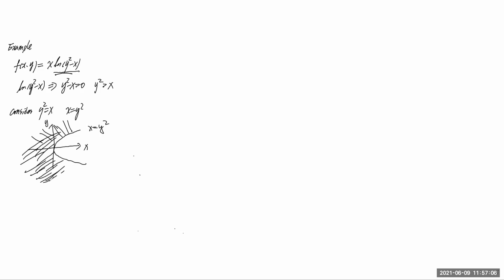Let's first consider y squared equals x. This is a quadratic function, just with the order of x and y switched. Then we can draw this is x, this is y, and this is x equals y squared. You can say y squared is greater than x. So for any x, y is greater than this, and this is the domain.